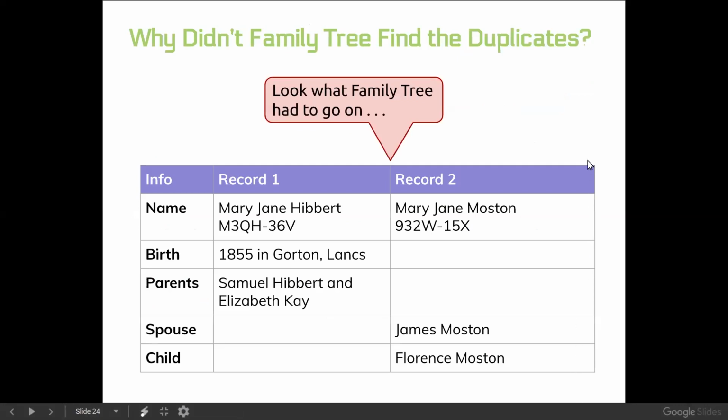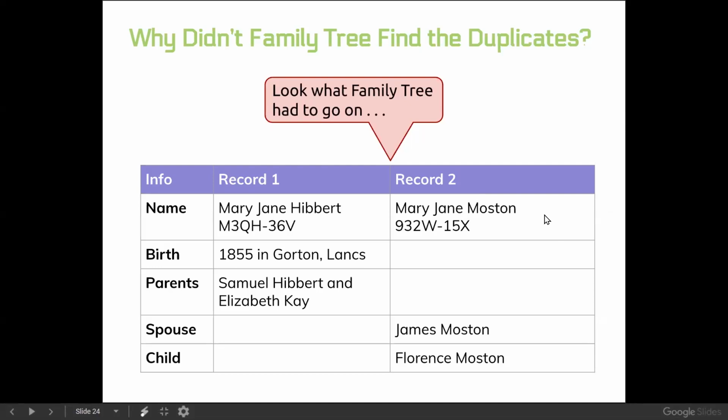So you may be asking, okay, since those people, those 4 Mary Janes were the same person, why did FamilySearch not realize that? Well, look what FamilySearch had to go on. For record 1, we had Mary Jane Hibbert, and there's the PID. We had a birth in Gorton, Lancashire, and we had parents. Record 2, we had Mary Jane, and I just chose one of the 3 records. I chose the one with the incorrect surname.